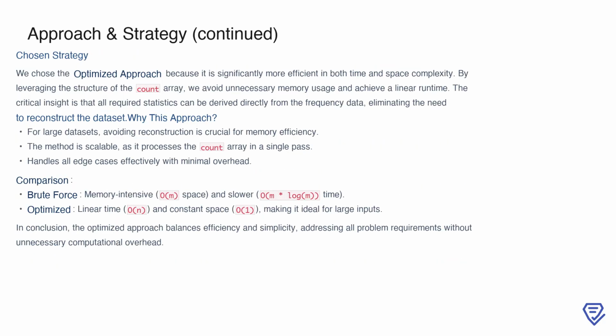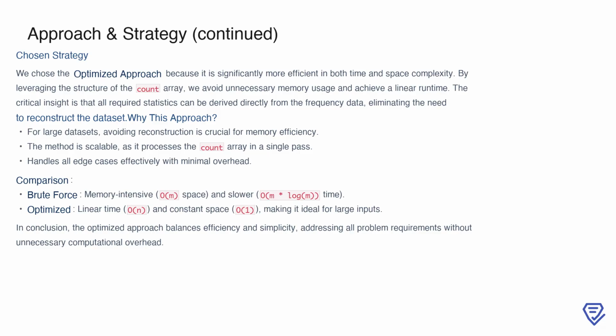The optimized approach is the clear choice for this problem because of its superior efficiency in both time and space. By relying on the structure of the count array, we avoid the overhead of dataset reconstruction and achieve a linear runtime, processing the array in a single pass. This method is particularly well suited for large datasets, as it minimizes memory usage and handles all edge cases effectively. For instance, calculating the median directly from cumulative frequencies avoids the need for sorting, which would have been computationally expensive.